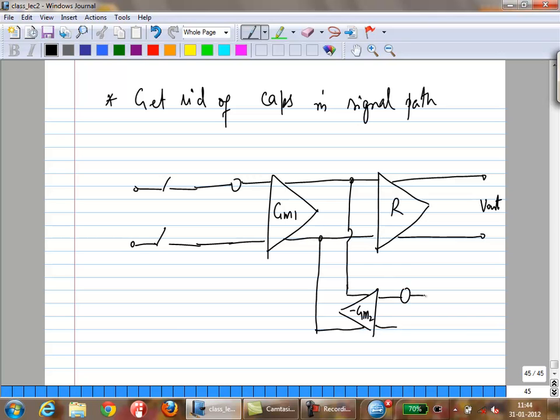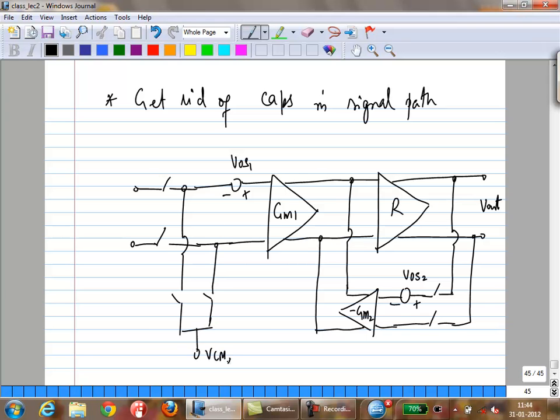Now remember, this one has its own offset also. And of course the R is just a transimpedance stage, right? You're applying a current at the input, you get a voltage at the output. So maybe I'll show this anyways now that I'm done. During the first phase, you're going to open S1, S2 and close S3 to S6.